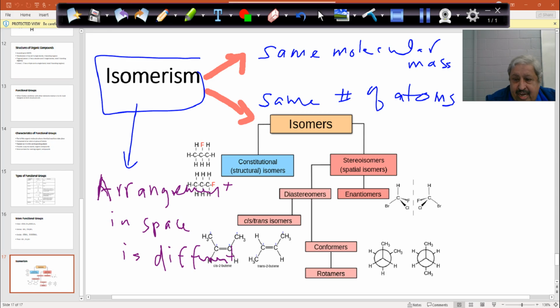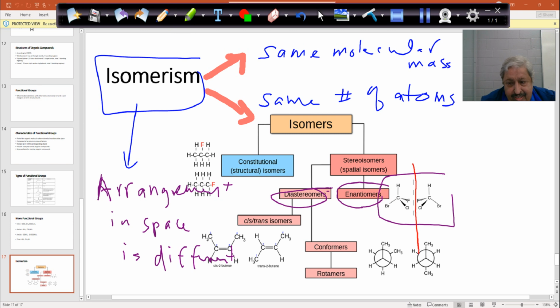The stereoisomers are enantiomers and diastereomers. Enantiomers means they are mirror images. If I put a mirror here in between, they are mirror images of each other. Those two molecules, if I put one inside the mirror, I get the other one. We call them enantiomers. Now the diastereoisomers are not the same molecule, but they are not mirror images of each other. That's the difference between them.